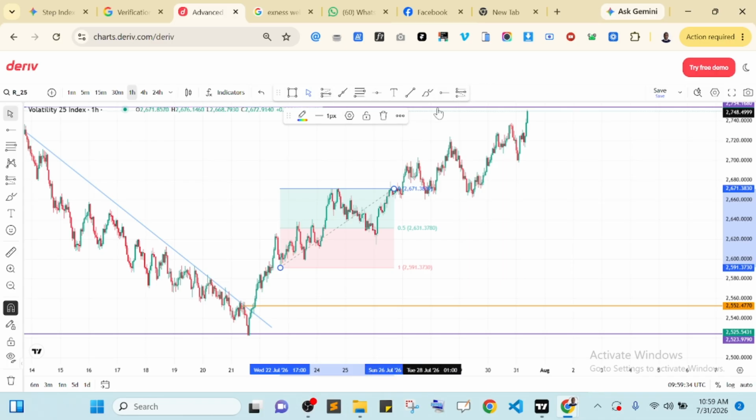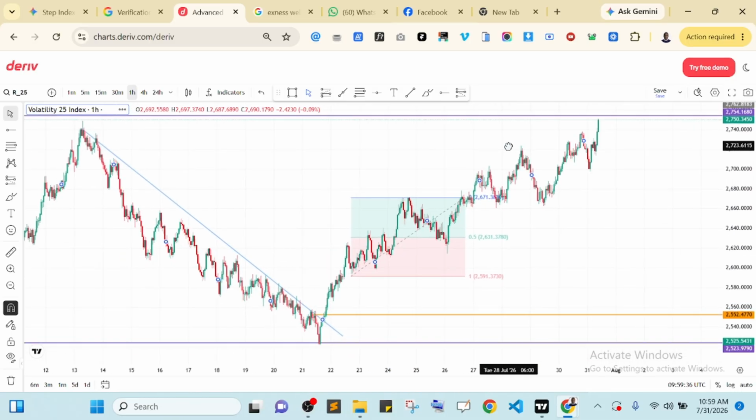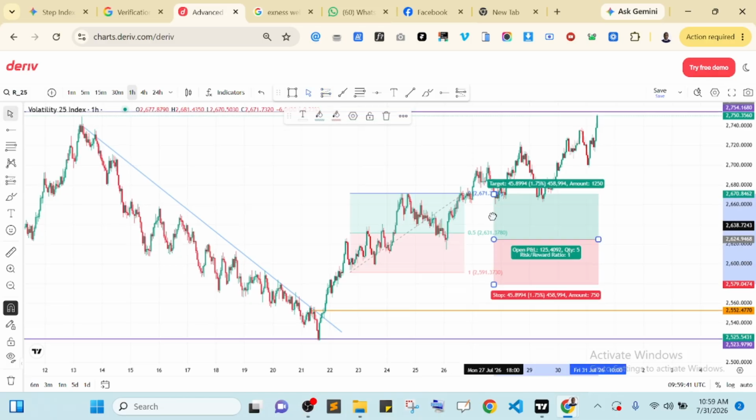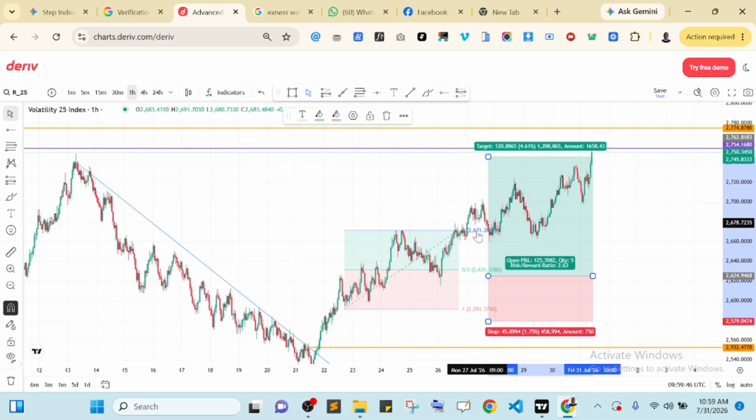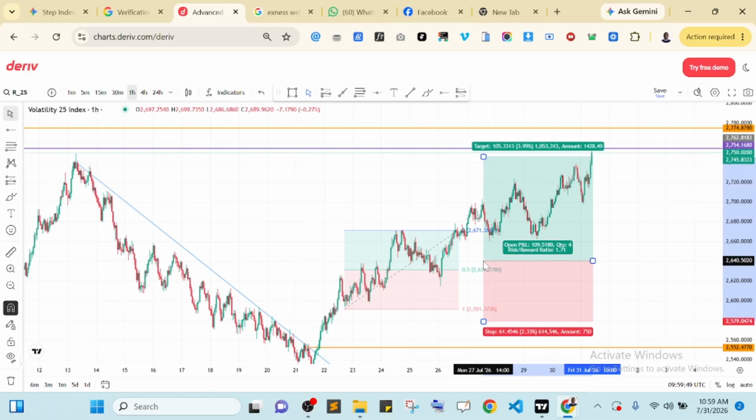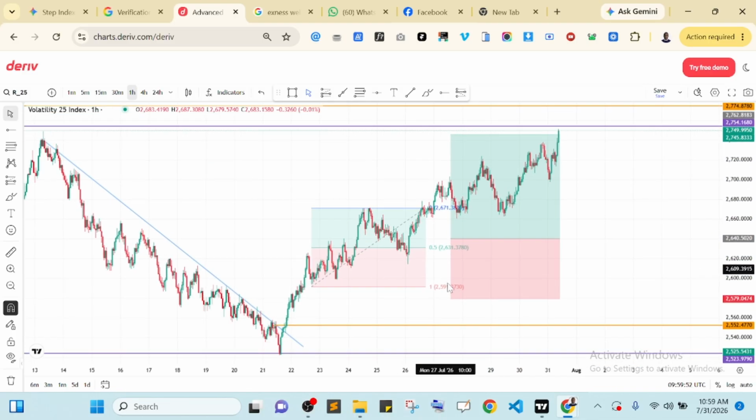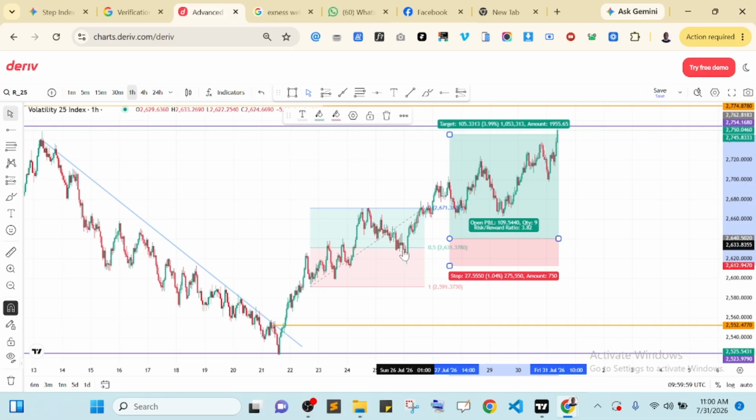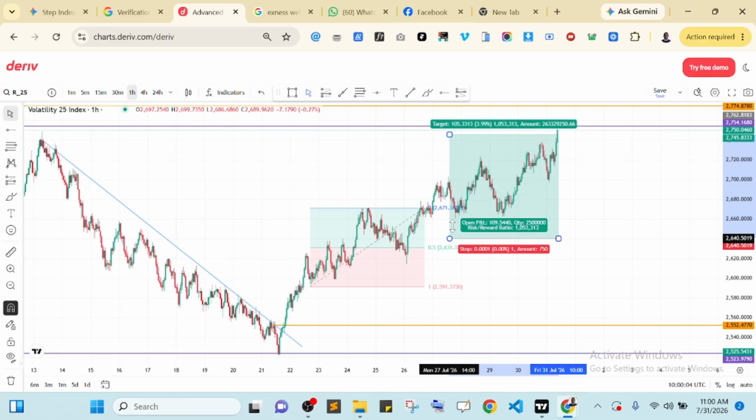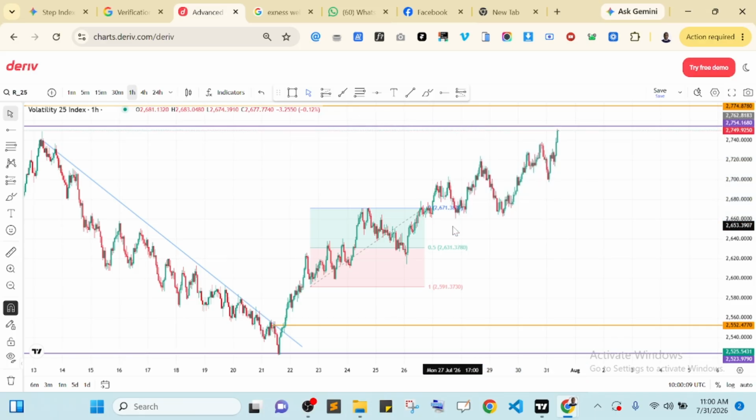Okay, see, assuming I entered the market here, this point would have been my TP. But note, anytime the market is moving in your direction, shift the stop loss to the profit zone. Do you get? So that it's either you break even or you earn.